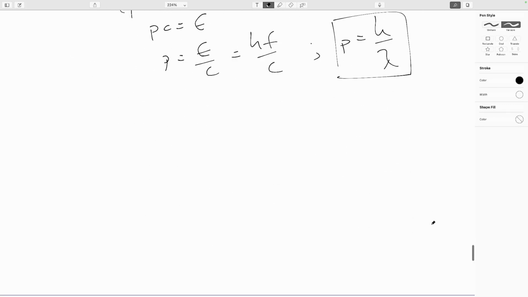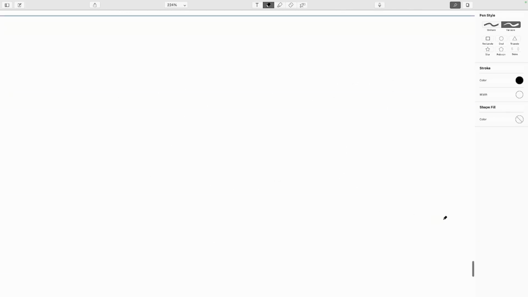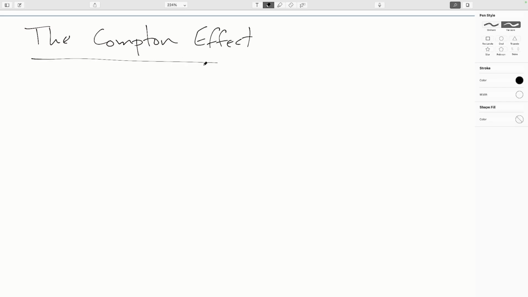So let's loop back to looking at X-rays and how X-rays scatter. So this is an observation due to an American physicist by the name of Compton, so it gets called the Compton effect. So this is just an experimental observation. I won't go into all the details of the calculation, but I just want to show that this checks out.